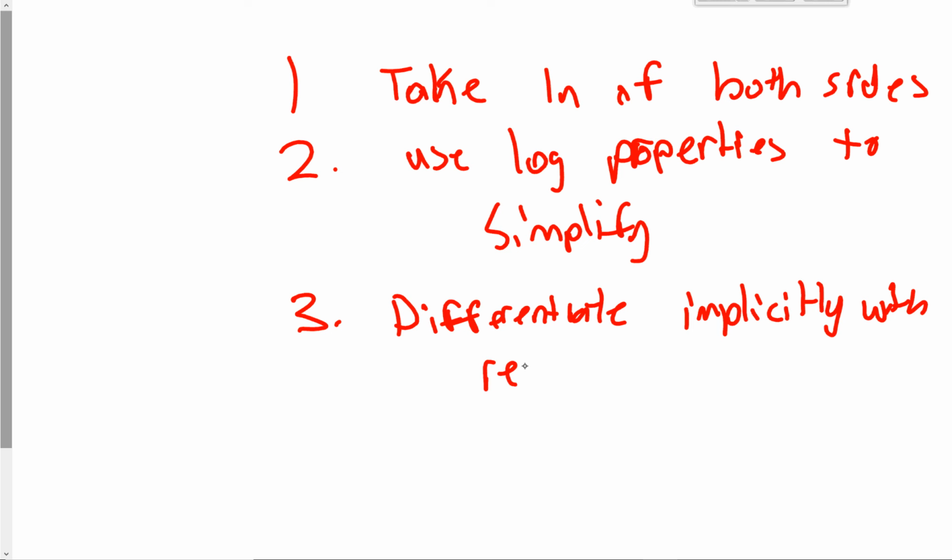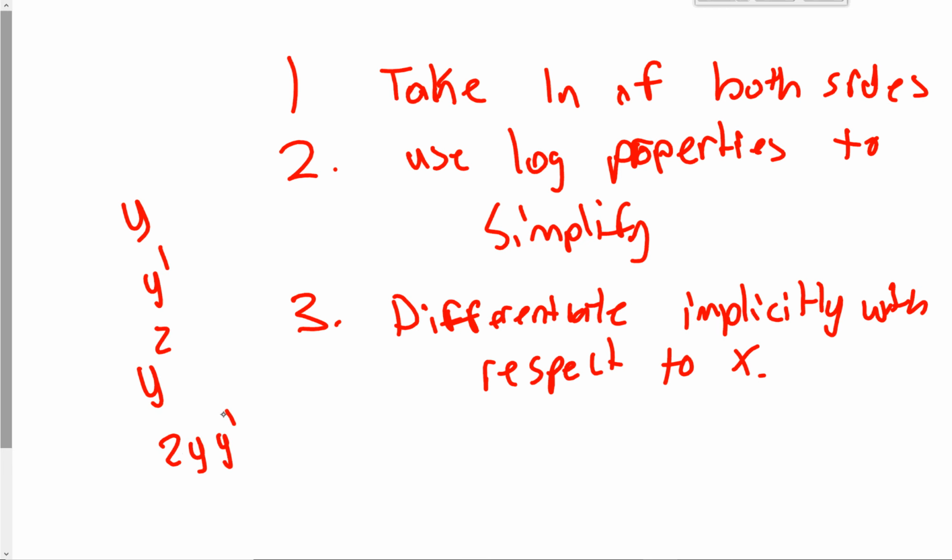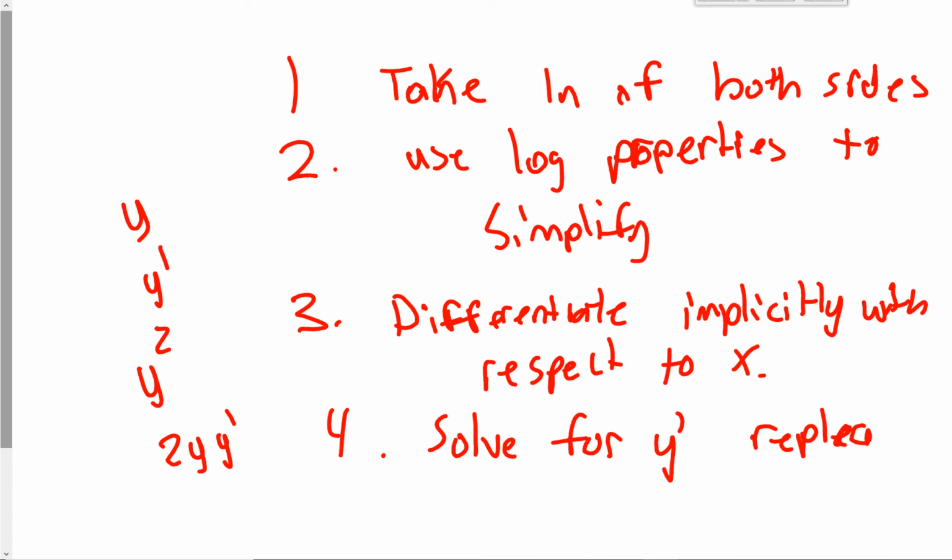With respect to x. Basically what that means is you're taking the derivatives with respect to x. It means in terms of x. So that means whenever you have a y, you're going to have to do chain rule. So whenever you take the derivative of y, it's y prime, right? Or if I take the derivative of y squared, that'd be 2y, y prime. I have to use chain rule on that. And then 4, solve for y prime, replace y with what it equals if you have a y. Okay, so that's how you do it. All right, 30 minutes. Perfect.